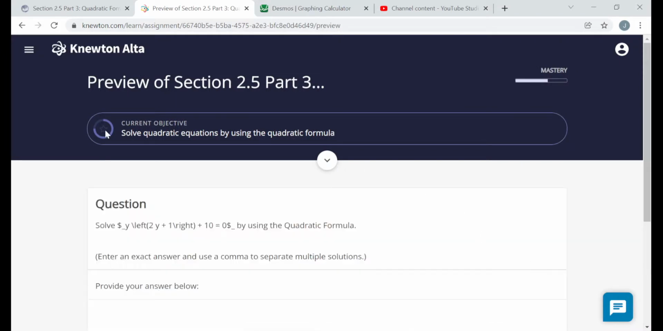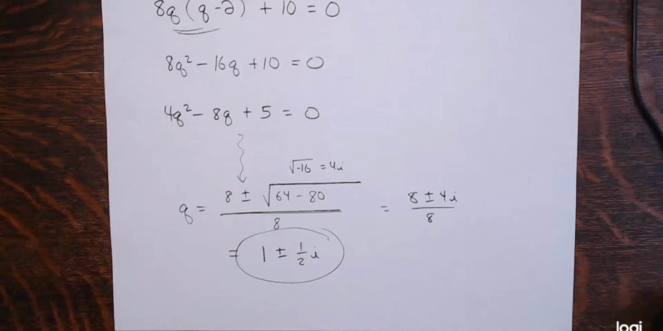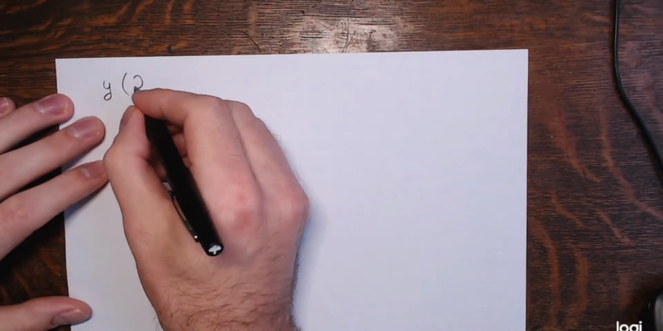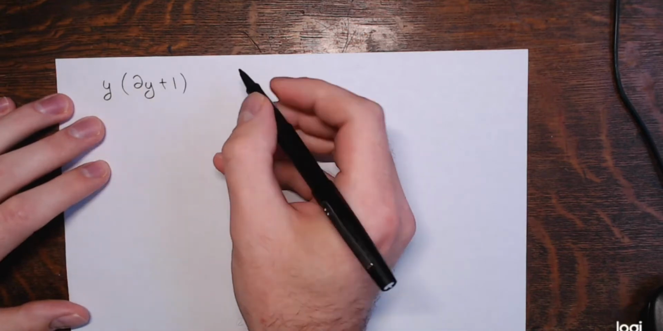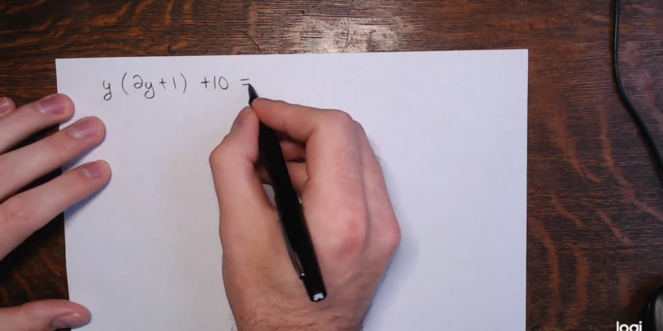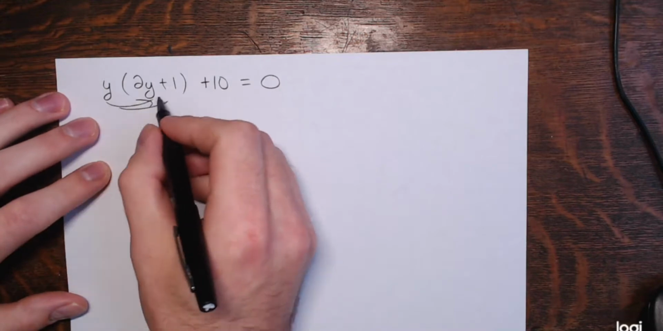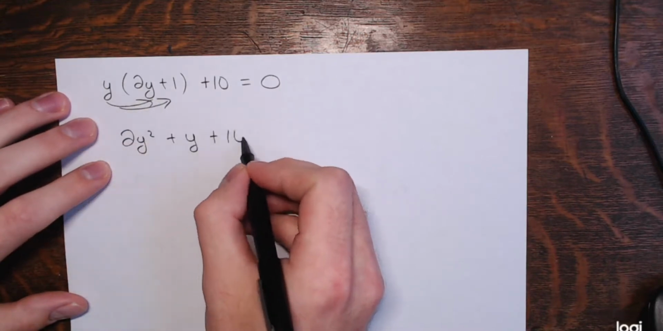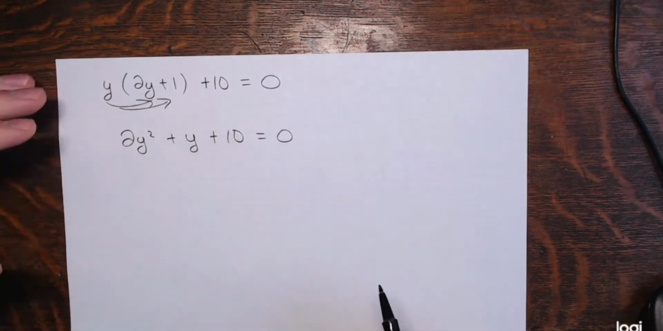All right, one last one here, it looks like, for the quadratic formula. And yet again, we have something where we have to do a very quick multiplication and get it into standard form. So let's flip this over. We're given the equation y times the quantity 2y plus 1 plus 10 equals 0. Distribute the y. 2y squared plus y plus 10 equals 0. And now I can use the quadratic formula.